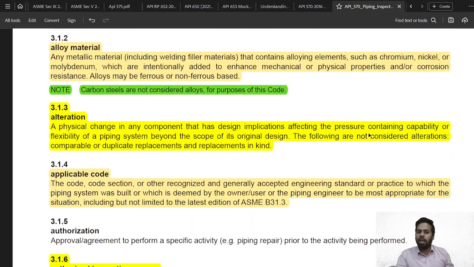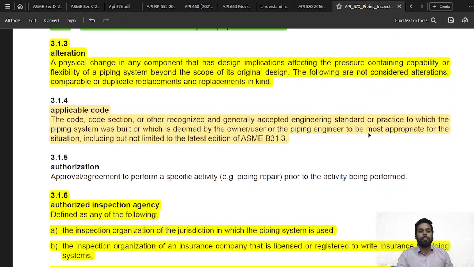We already know what an alloy is, okay? Alteration. This is very important here. So what does an alteration mean? Alteration means that you are changing some physical parameters of your component in service. That means when the piping was constructed, it was something different.